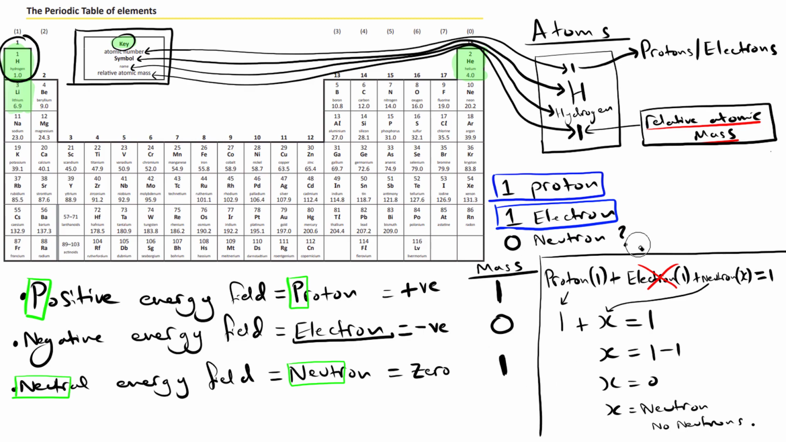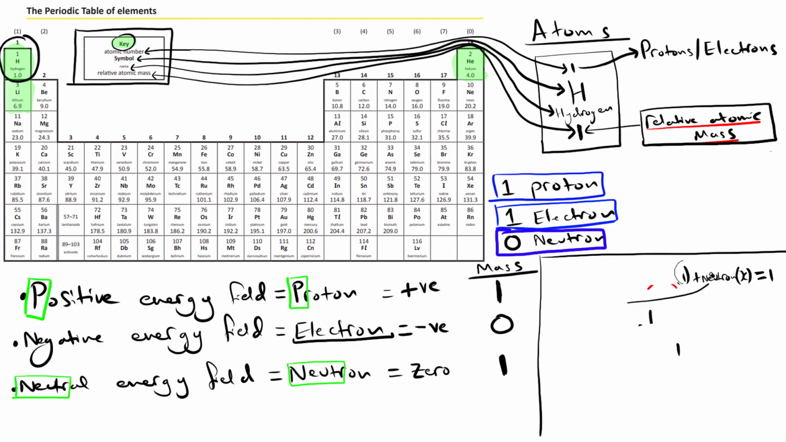So now we've figured out the combination of protons, electrons, and neutrons in the hydrogen atom. And we figured this out by looking at the periodic table.